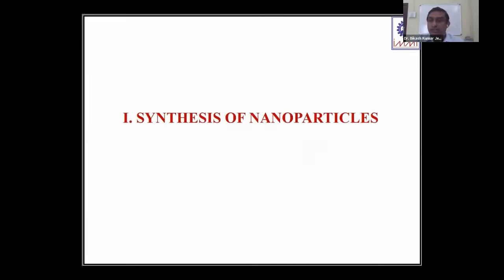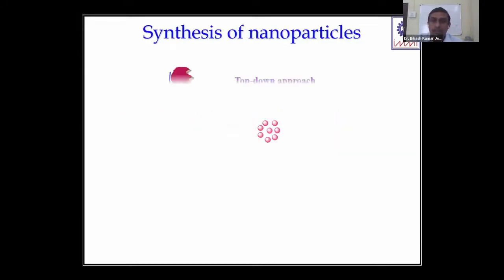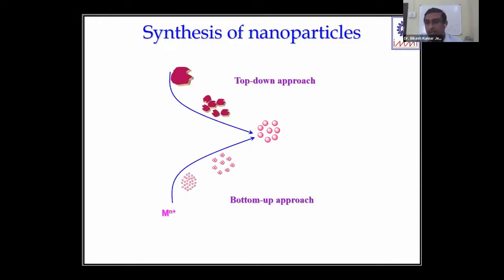So that was just a brief introduction about how we have developed different nanomaterials and their tremendous applications. Now, how do we synthesize a nanomaterial? I'll give a brief introduction about that. The synthesis of nanomaterial is very simple. You can regard it by two approaches, the top-down approach and the bottom-up approach.